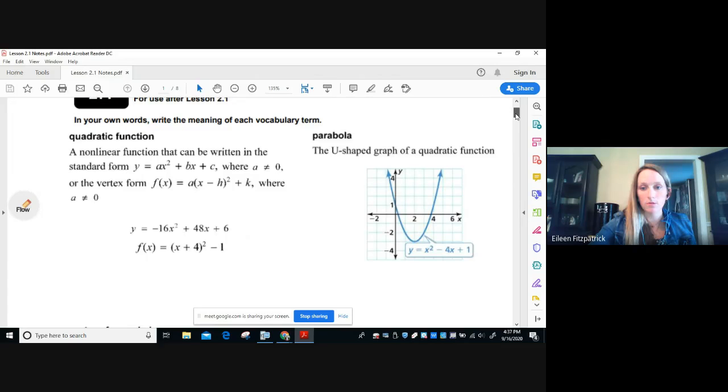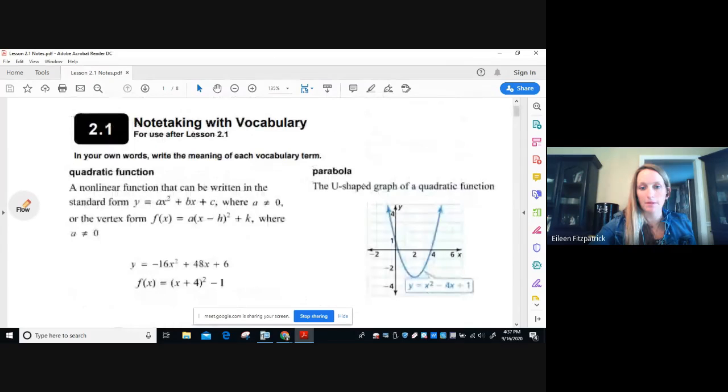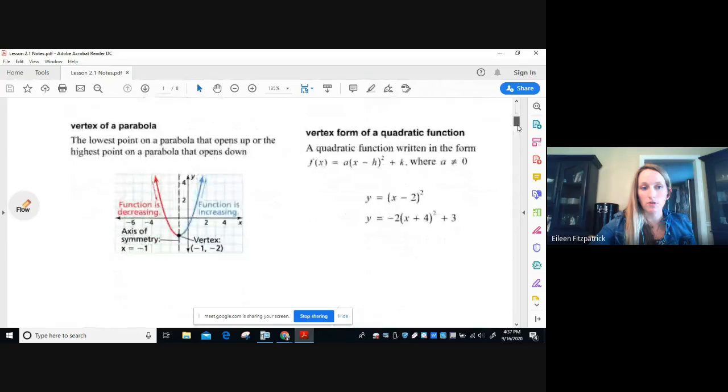A parabola, the next term here, is just the name we give to the U-shaped graph when we graph a quadratic function. The next term, the vertex of a parabola: the lowest point on a parabola that opens up, or the highest point if it opens down. So here we have a parabola that opens up. This is the vertex of the parabola, the very bottom of the parabola. If our U was flipped and opening down, then the very tippy top would be your vertex.